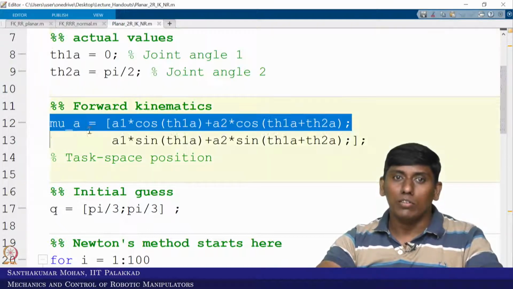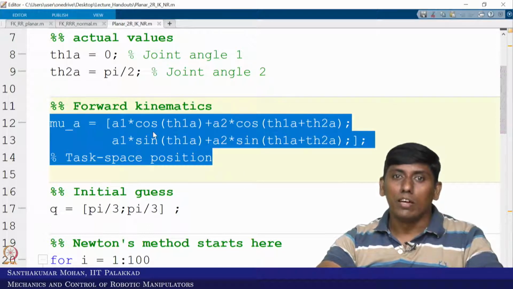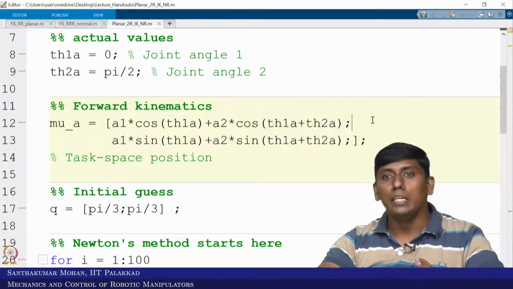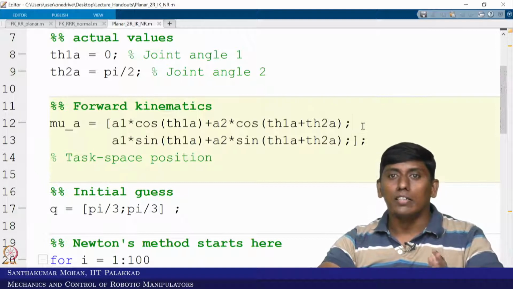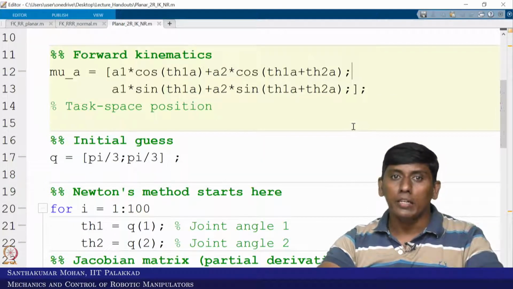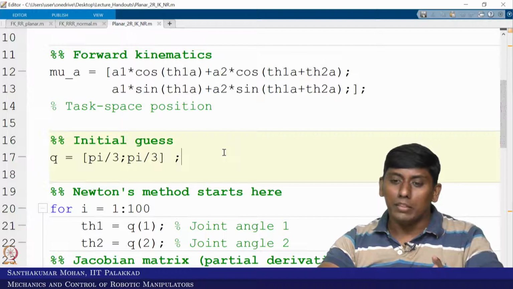So, for us this is obtainable. Instead of this relation, the mu_a would be straight away given. In this case it is 1 comma 1. Okay. So then what we are trying to do, as per the algorithm, is start with a guess.